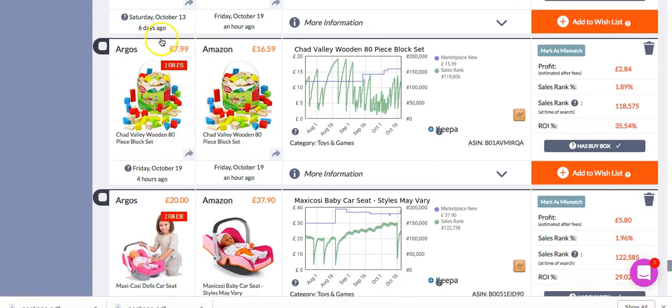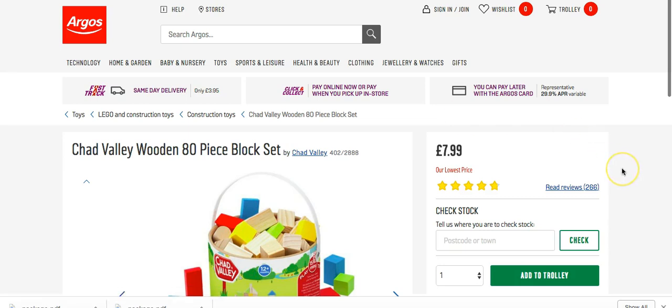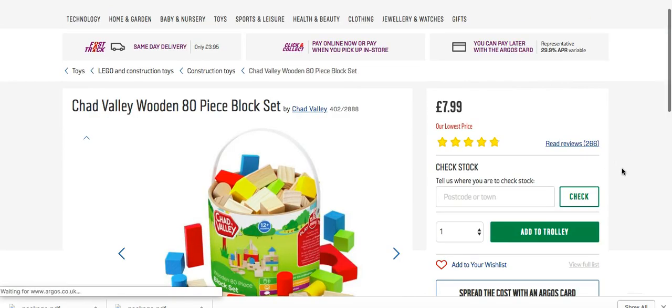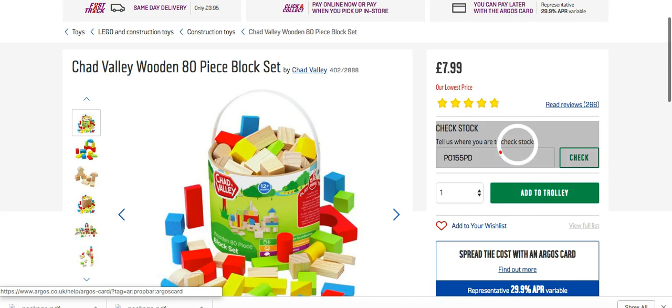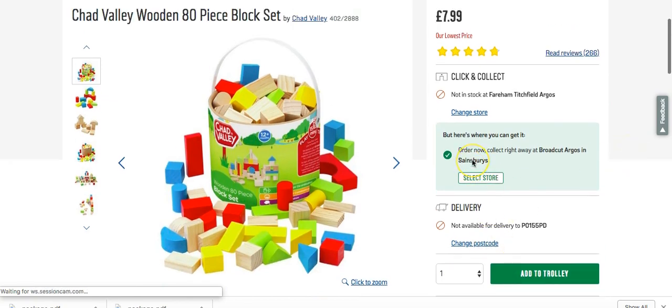Chad Valley, 2 for 15. Nothing out of the ordinary in that. I'm not going to go through all of these. I'm going to jump over to, not Argos, because Argos I find is one of the most obvious go-to places. But you know, that's my local Sainsbury's. £7.99.